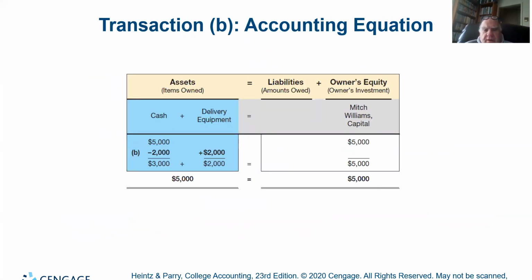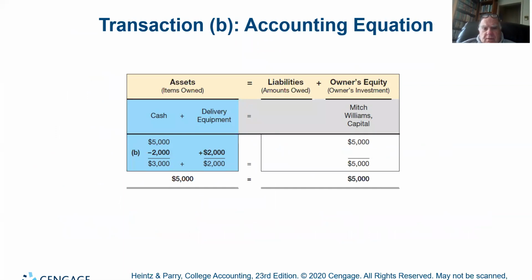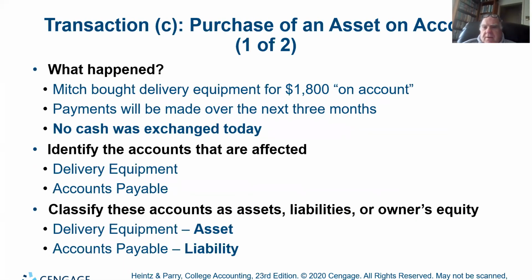So let's take a look at what we have here. After the second transaction, we still have $5,000 of assets, which equals the equity because we have no liabilities. So this company is still worth $5,000 on paper. It's just that they have a different mix of assets, okay?